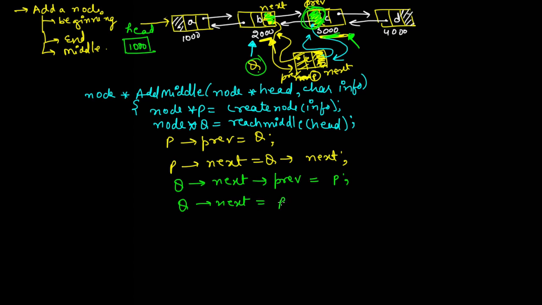to P. Okay, and these are the 4 operations which you need to perform, and after these 4 operations you can just return the address of head. So return head. So this is how you can add a node in the middle of a doubly linked list. Okay, so this is a very simple thing. Don't be very confused if you cannot understand how I have done all these things. Try to write a function by yourself.